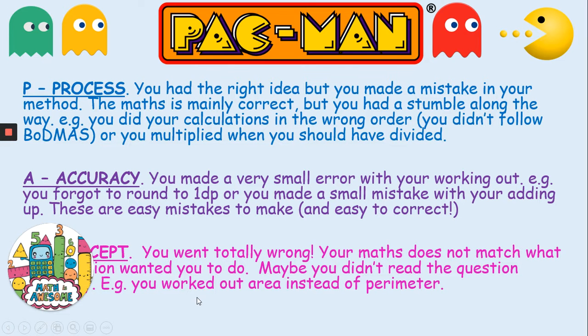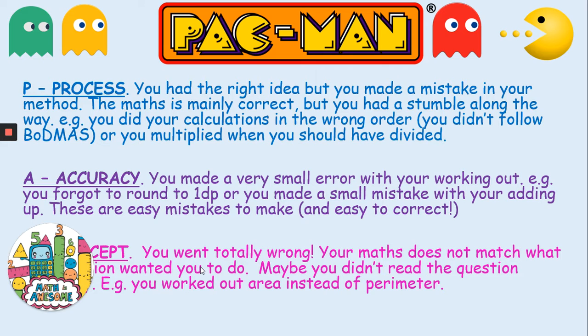So here we go. We are going to be using the PAC marking system that we use at Court Fields. I'm going to quickly go over what PAC stands for. So a P error is a process error. For example, you had the right idea, but you made a mistake in your method. So the method is mainly correct, but you had a stumble along the way. Example, you did your calculations in the wrong order, you didn't follow BIDMaths, or you multiplied when you should have divided. The process errors are ones that I want you to explain as well. So make sure you understand where it is that you went wrong.